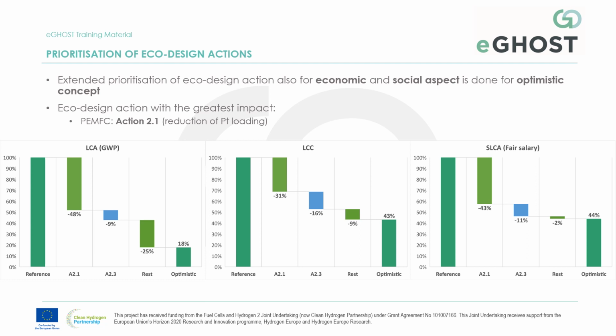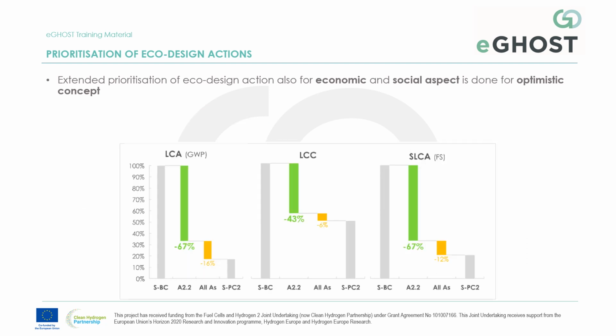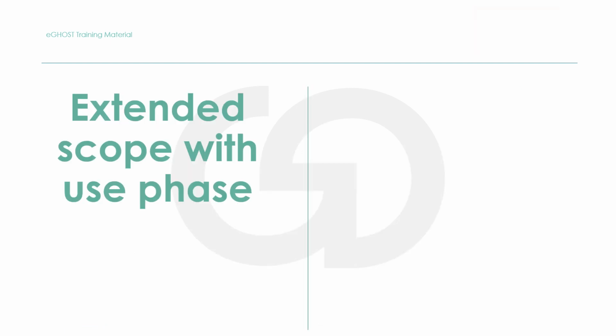So this is for the PEM fuel cell stack, and we did basically the same for the solid oxide also, where, as you can see, ecodesign action 2.2 contributes the most, and this is the solid oxide cell shape and size optimization, which basically means the increased efficiency of the solid oxide cell.